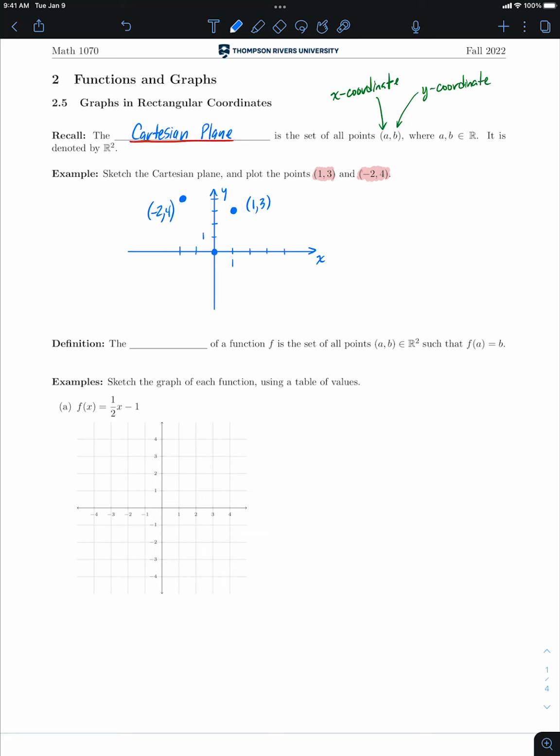So that'll be the point (-2, 4). And you notice I've written the points directly on the graph, but that's not necessary. But since we didn't have much else to put on the picture, there's nothing wrong with doing that. Okay, so that's how you can sketch points.